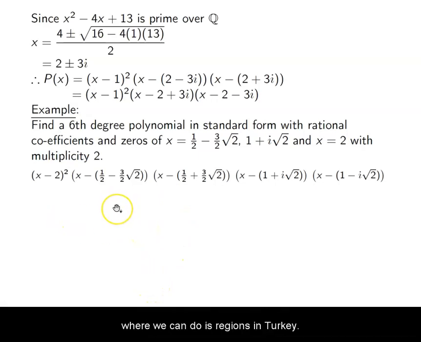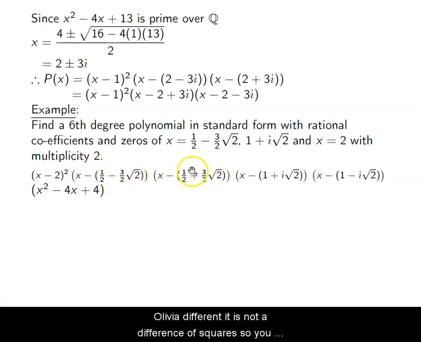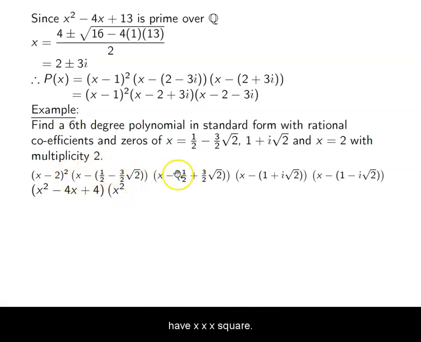So that's really what we're going to do, we're just going to keep multiplying stuff out, okay? X minus 2 squared is x squared minus 4x plus 4, okay? This is a little bit different. It is not a difference of squares, so you can't just say, oh, it's x squared minus this thing squared. It doesn't really work like that. You have to actually multiply it out. So we're going to have x times x squared, okay, minus x times 1/2, okay?